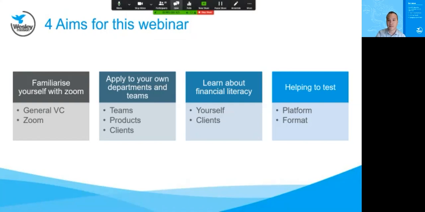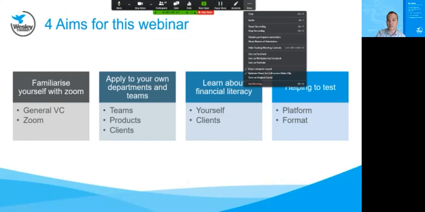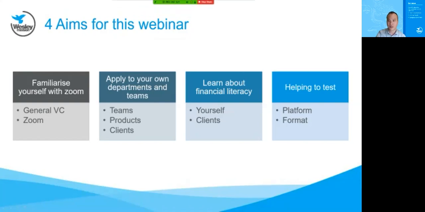There is a button there that says chat. So please take the time to look at that function, click on chat, and the chat box will come up and you can type your communication there, and all participants and attendees can see your comments.